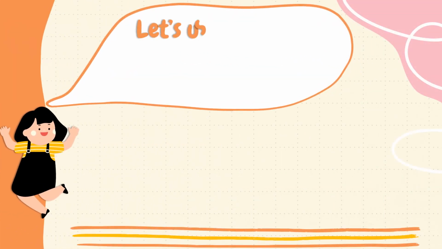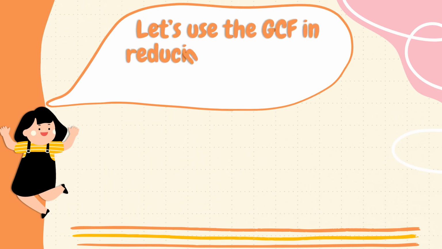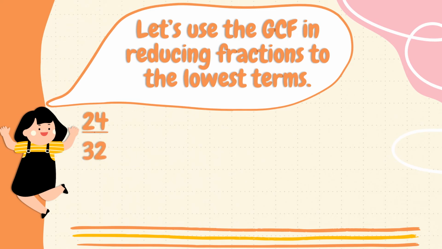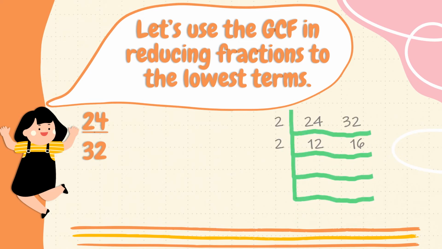Now, let us use the GCF in reducing fractions to the lowest terms. So let us use the same example, 24 over 32. We need to find the GCF of 24 and 32. We can use continuous division. So the GCF of 24 and 32 is 8.